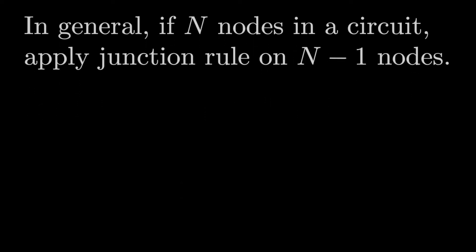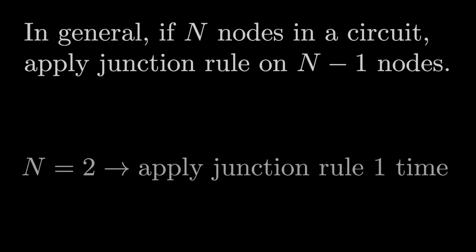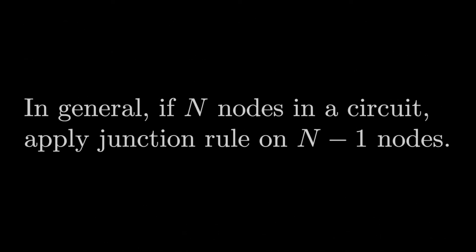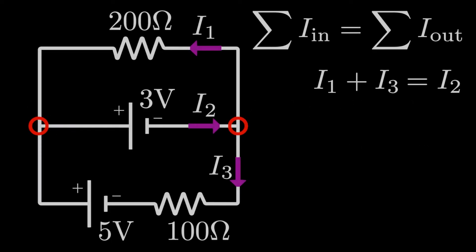So like here in this circuit, we have n equals 2 nodes, so it makes sense to apply the junction rule on a total of 2 minus 1 nodes, or just one node, to avoid getting redundant information. I'm not sure if this is a hard and fast rule that applies to every single circuit, but I don't think I've ever seen an exception, so it's probably a very good guideline to follow. So that's Kirchhoff's first law applied to this circuit.